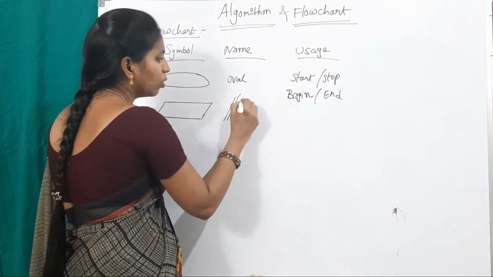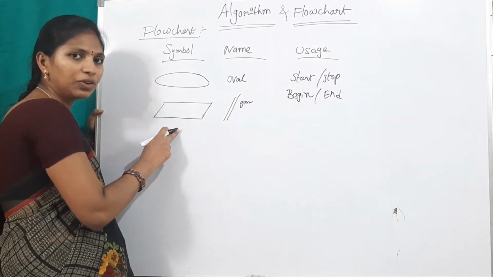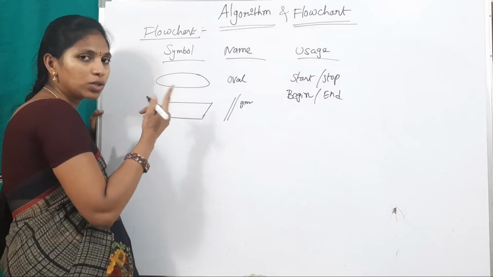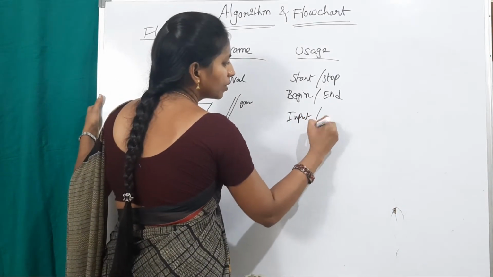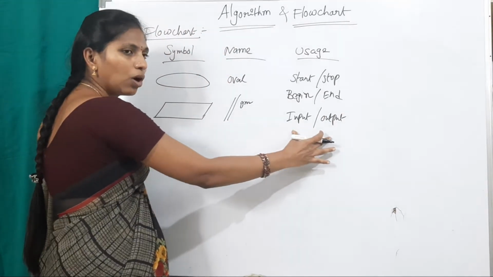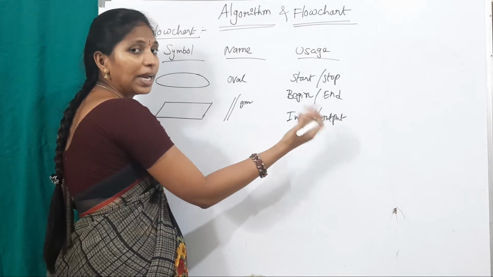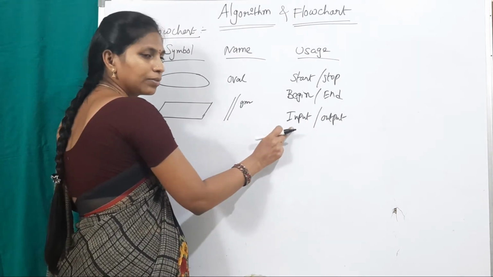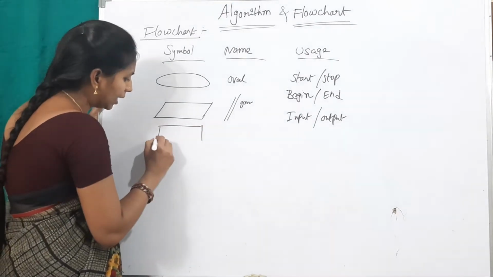Next one is parallelogram. It is used for input and also for output. It is also called read data and write data. Read or write.